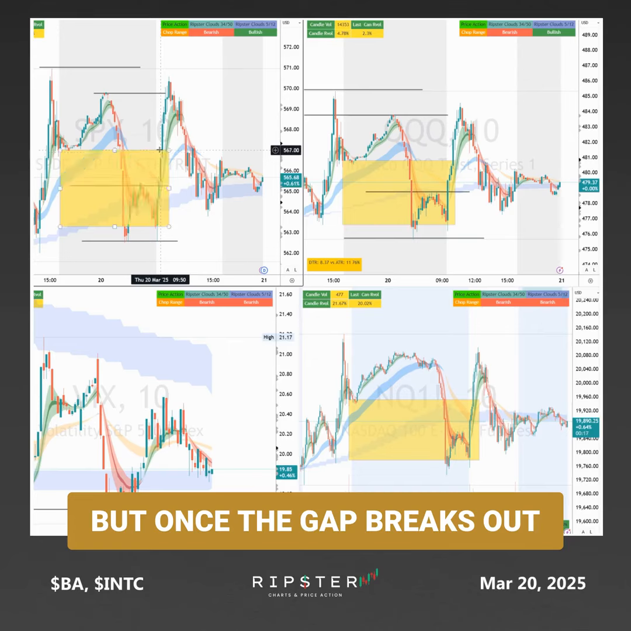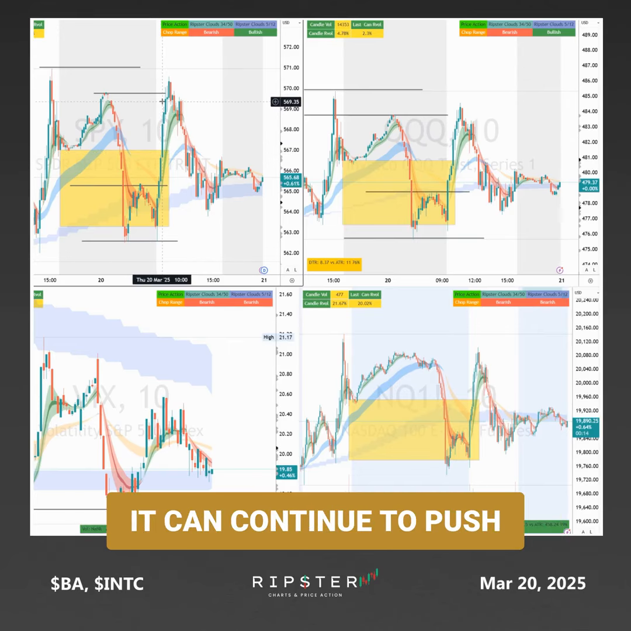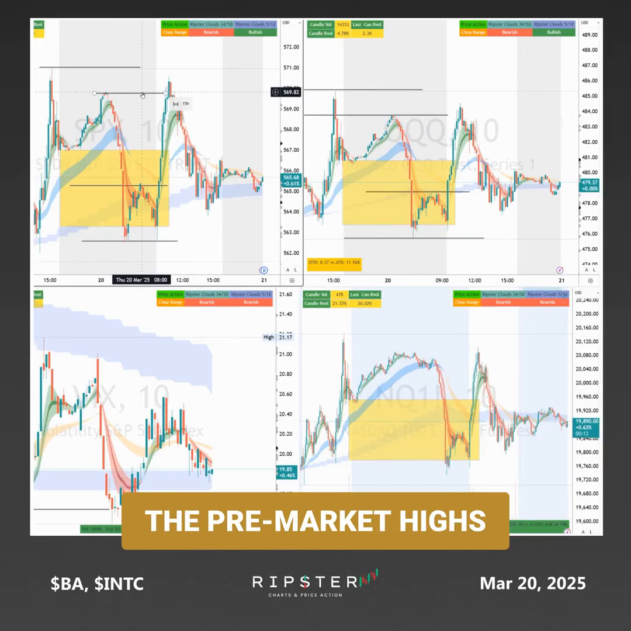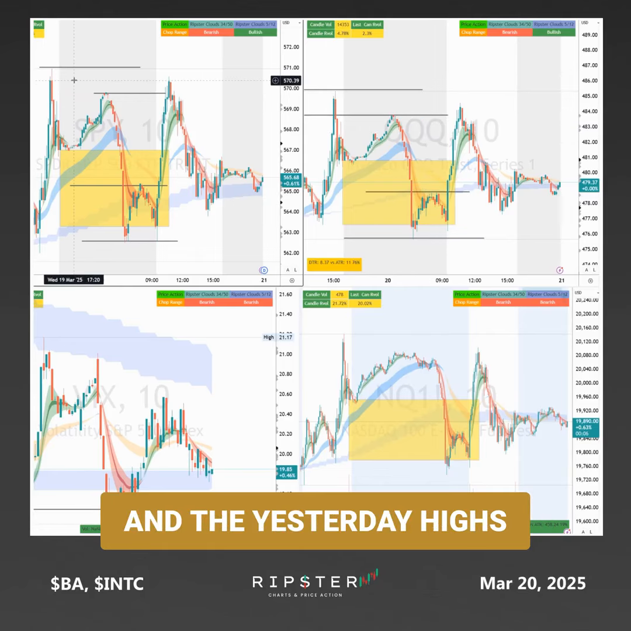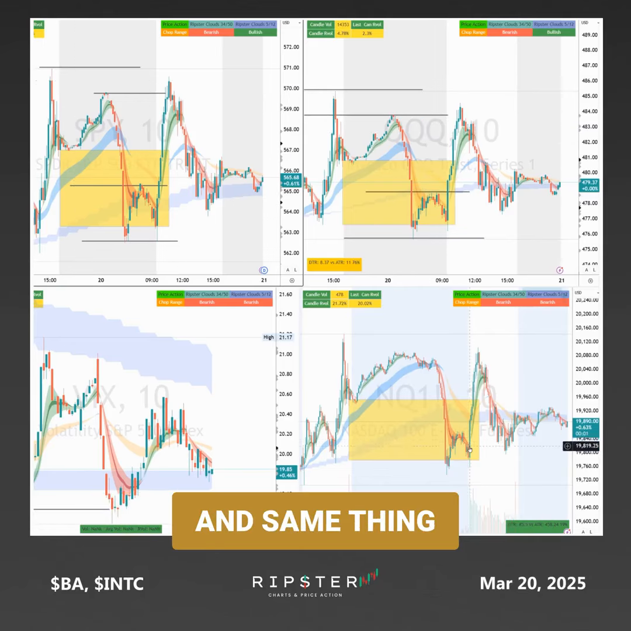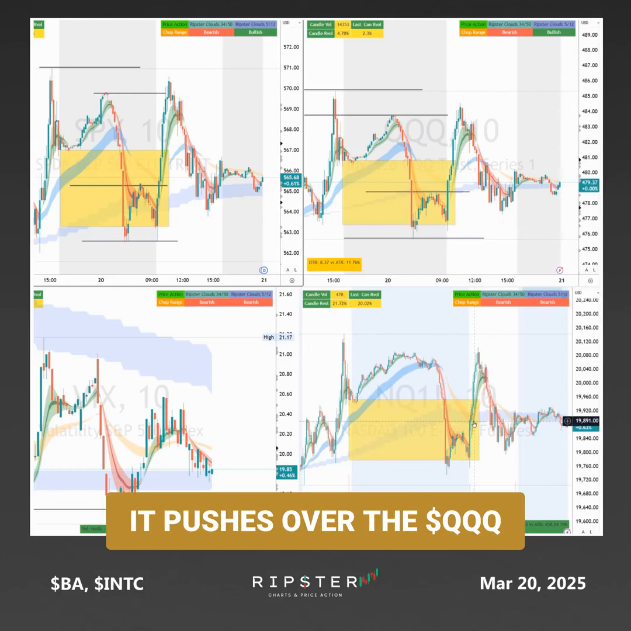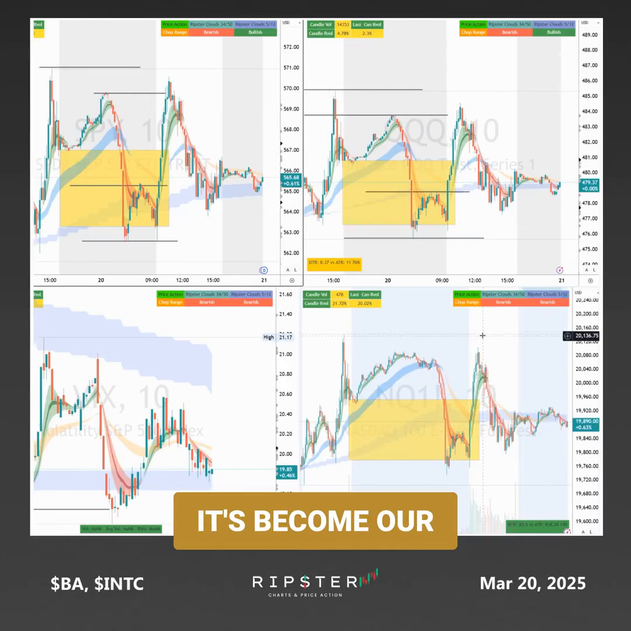But once the price breaks out of the gap highs, it can continue to push, and your next target is always the pre-market highs. The same thing on QQQs, your next target is always the pre-market highs and yesterday's highs, and you keep moving your stops up. And same thing for the Nasdaq future. As soon as it pushes over the QQQ's MTF clouds, it becomes our gap fill long setup.